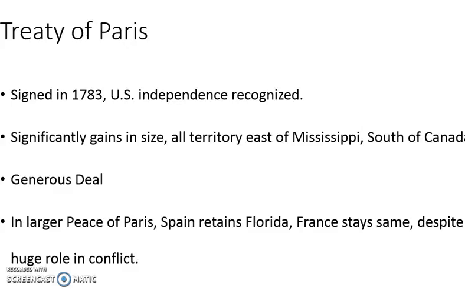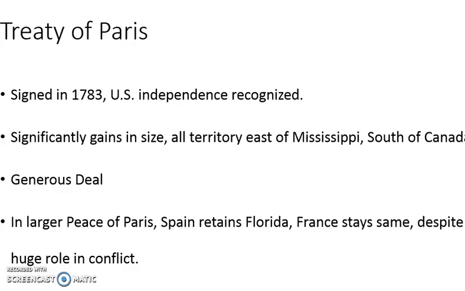The next effect of the Revolutionary War would be the Treaty of Paris, which was signed in 1783, and this is where basically the rest of the world officially recognized U.S. independence. In the Declaration, this is where we said we're independent, we're done. The Treaty of Paris is where the rest of the world agreed that the U.S. is its own thing.